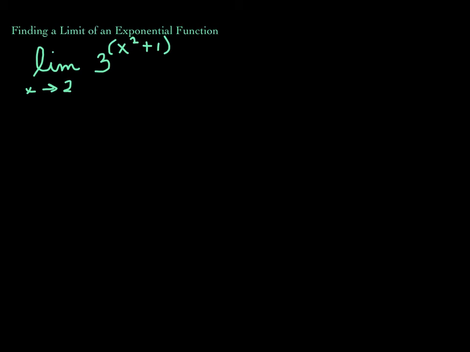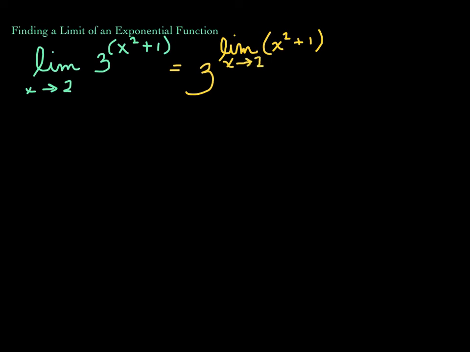So by the exponential function rule, which one was that? Rule number 8, we can say that this is equivalent to 3, that's the base, raised to the power of the limit of x squared plus 1. That's more than one term, so let's keep that in parentheses there. Of course, this is as x approaches 2. Again, this is by the exponential function rule.